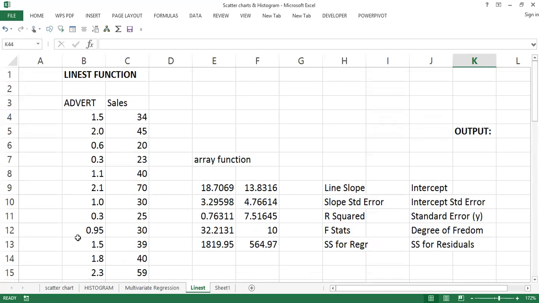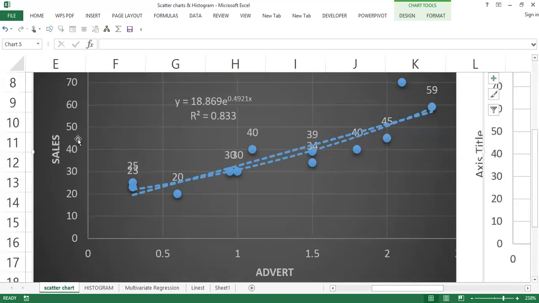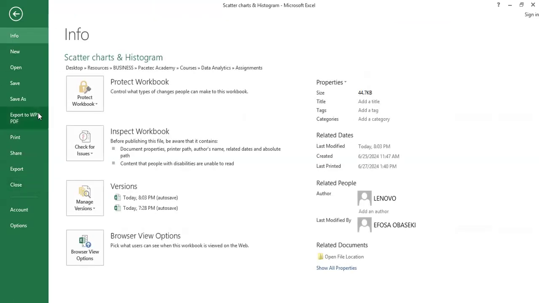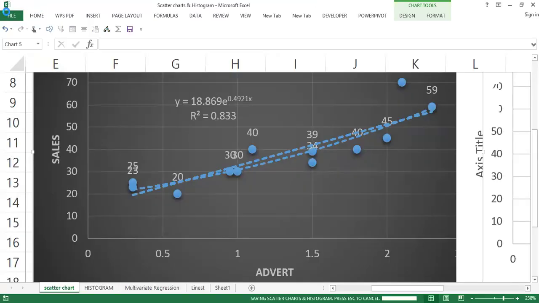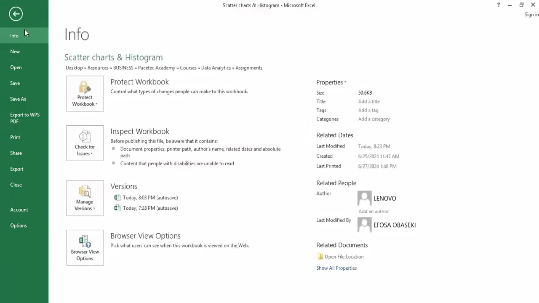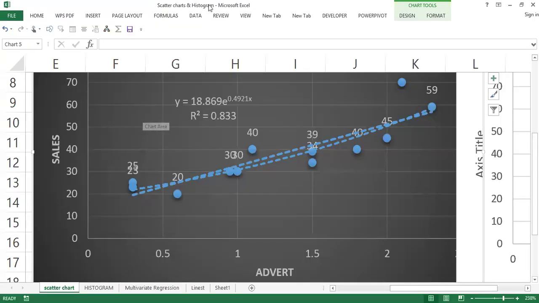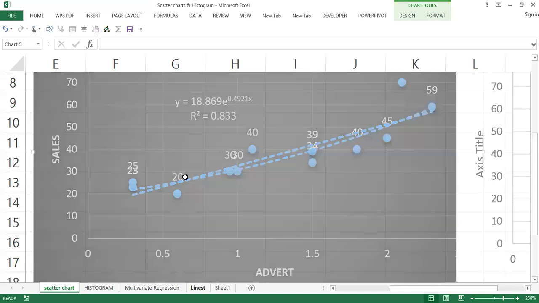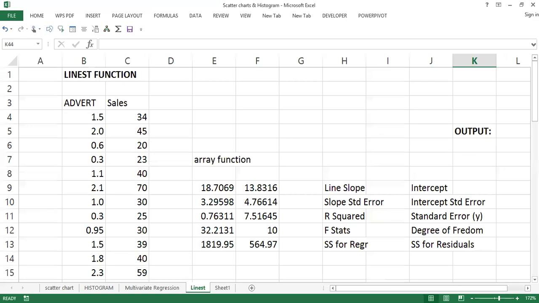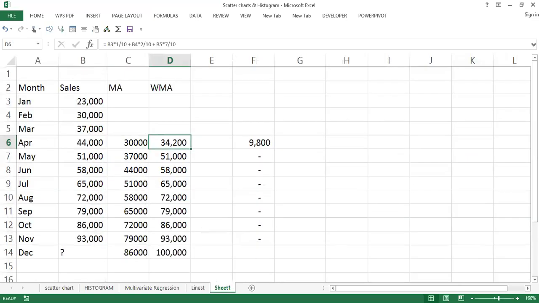Let's look at something else. I want to believe that's very clear. Okay, so now let's look at something else. Let's look at moving averages.